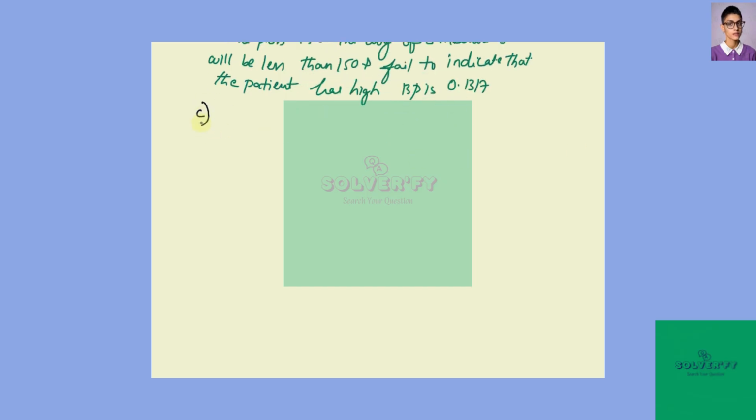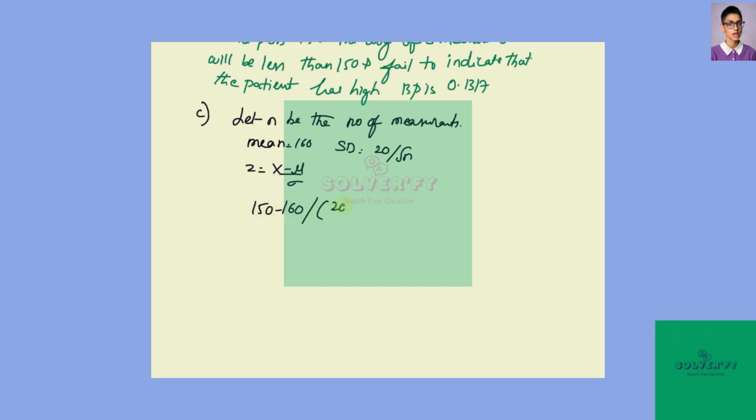And for the next part, we want to find the number of measurements required so that there is at most 1% probability of failing to detect that the patient has high blood pressure. So let n be the number of measurements. The mean of the average of the n measurements is still 160, but the standard deviation is equal to 20 divided by square root of n. We can use the Z-score formula here. So Z equal to x minus mu by sigma. So 150 minus 160 divided by 20 divided by square root of n.